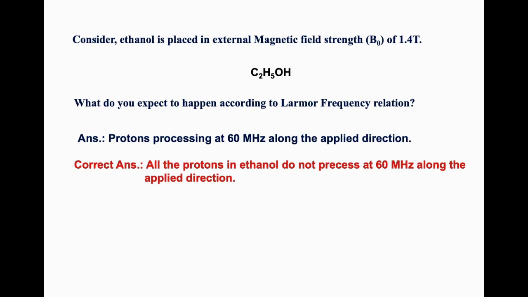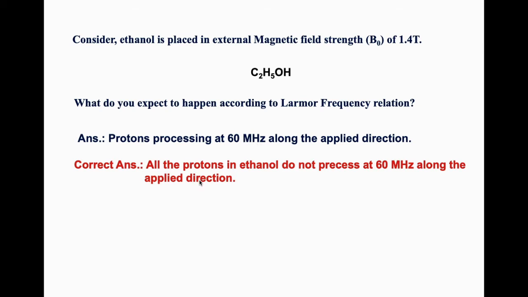You may have the doubt, what is the 60 megahertz? For your information, try to recall from the previous module discussions that the Larmor frequency can be converted into the magnetic field, and magnetic field information can be converted into the corresponding frequency. Since we already started discussing that ethanol is placed in an external magnetic field strength of 1.4 Tesla, when you convert this into the Larmor frequency, it comes to around 60 megahertz. So that is why I said it is 60 megahertz.